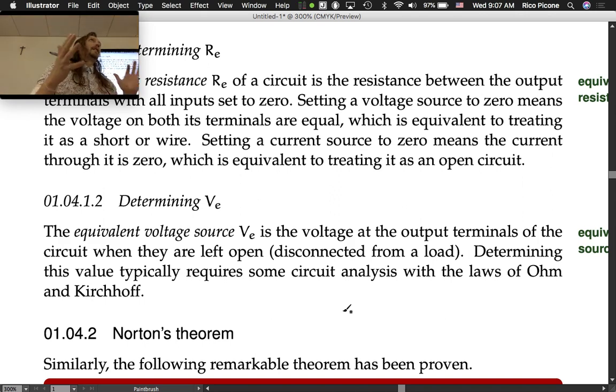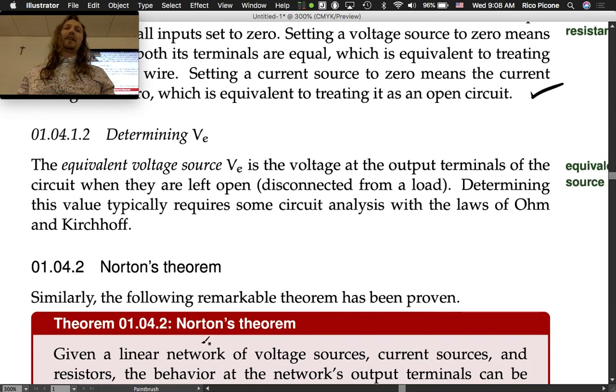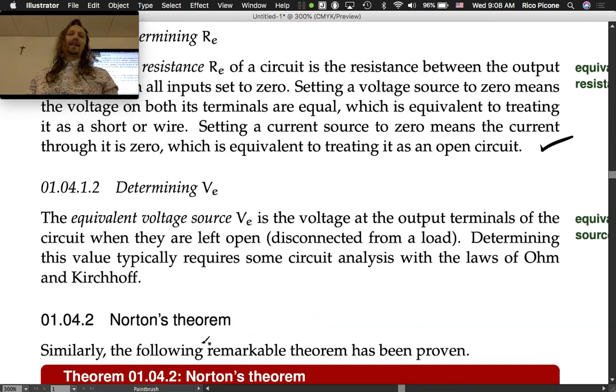Some gotcha that people tend to do is they do the first step, they take out all the sources, they find the equivalent resistance, RE, check, and then they forget to put the sources back in to find VE. You got to put them back in to find VE. If you just have a bunch of resistors connected with no source, nothing happens. So it's not very interesting. So you need to put them back in and find VE.